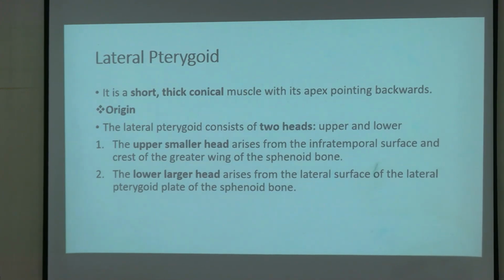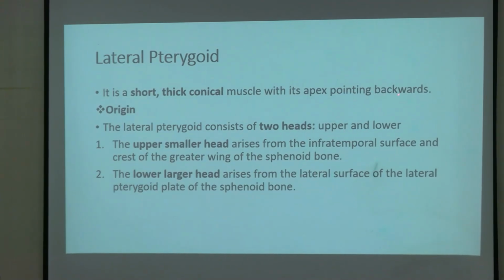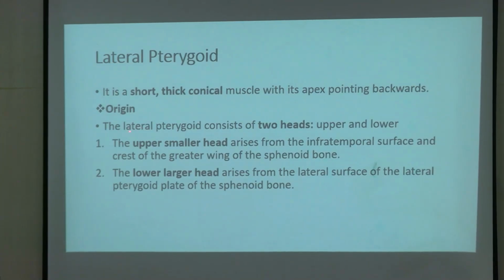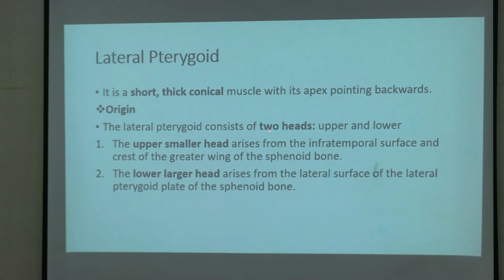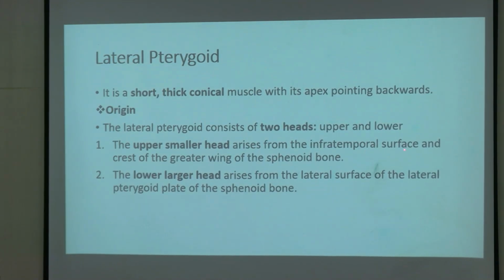The next one is lateral pterygoid. Lateral pterygoid is a short and thick conical muscle with its apex pointing backwards. The lateral pterygoid has 2 heads, upper head and lower head. The upper smaller head arises from the infratemporal surface and crest of the greater wing of the sphenoid bone.